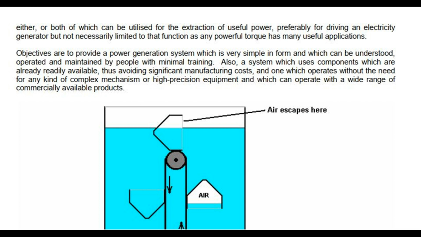Objectives are to provide a power generation system which is very simple in form and which can be understood, operated and maintained by people with minimal training. Also, a system which uses components which are already readily available, thus avoiding significant manufacturing costs, and one which operates without the need for any kind of complex mechanism or high-precision equipment and which can operate with a wide range of commercially available products.